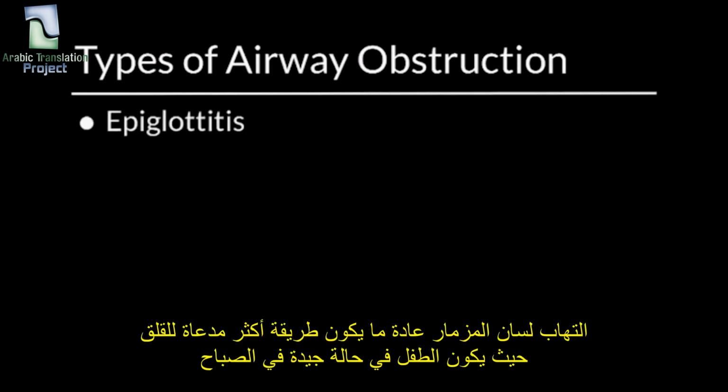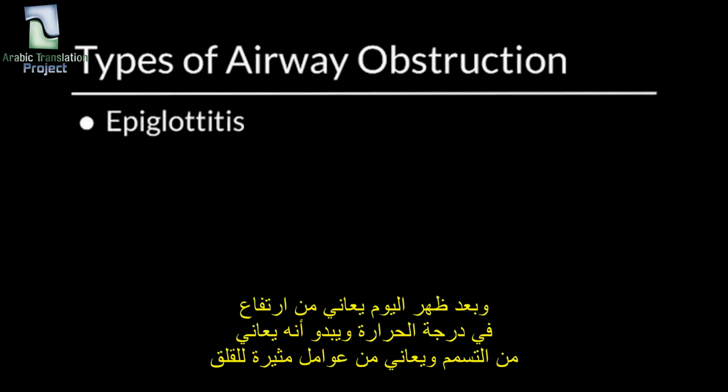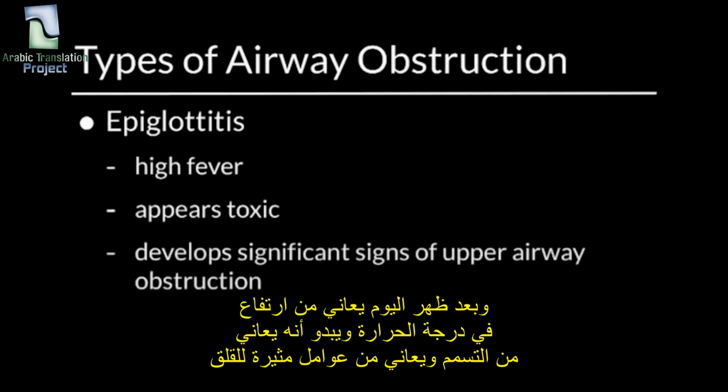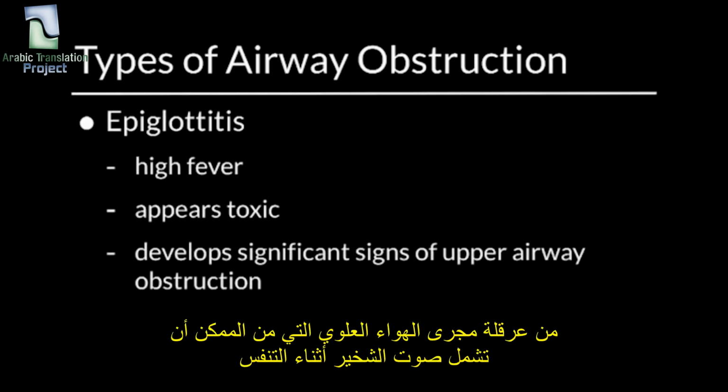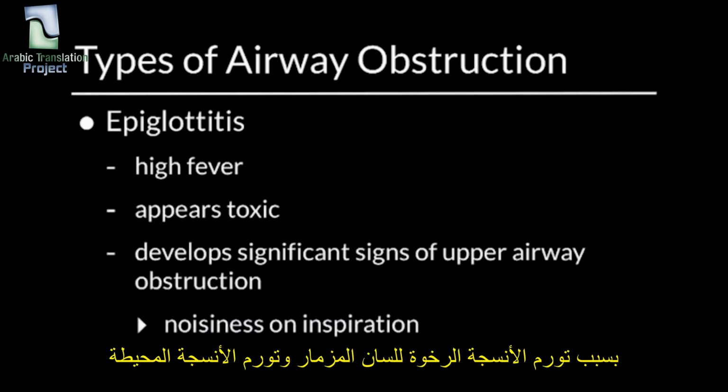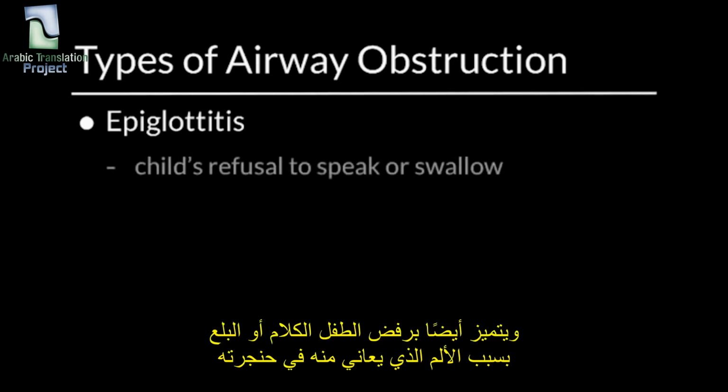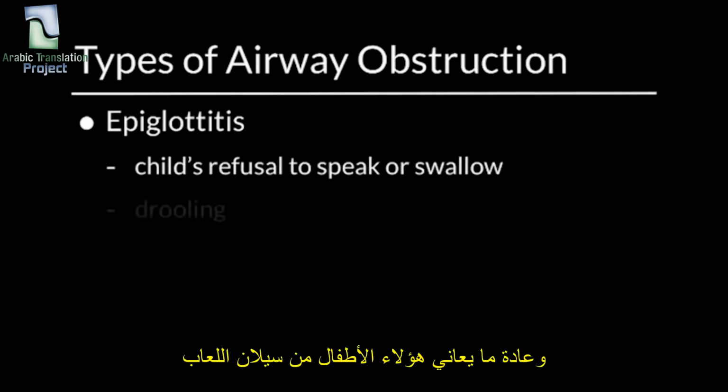Epiglottitis presents typically in a more fulminant way, where a child is well in the morning and by afternoon has a high fever, appears toxic, and develops significant signs of upper airway obstruction that include perhaps some noisiness on inspiration because of the soft tissue swelling of the epiglottis and the surrounding tissues, but is also characterized by the child's refusal to speak or swallow because of the pain that they have in their throat. And those children will typically be drooling.